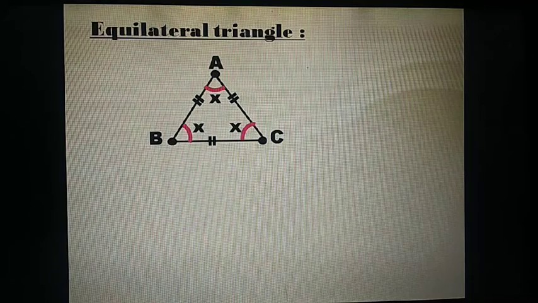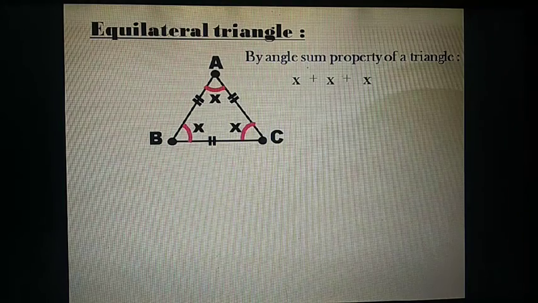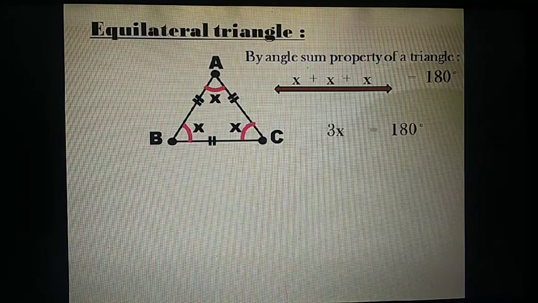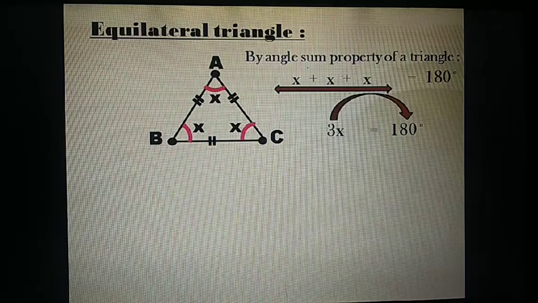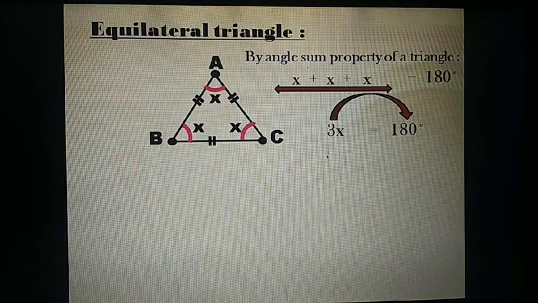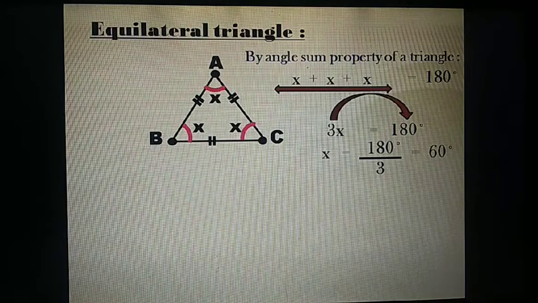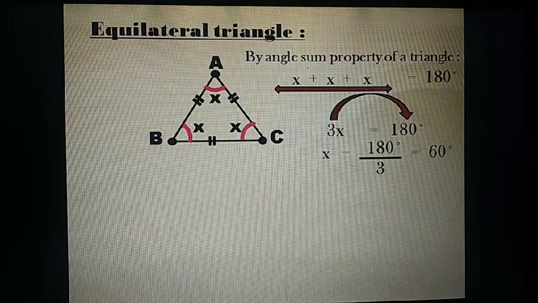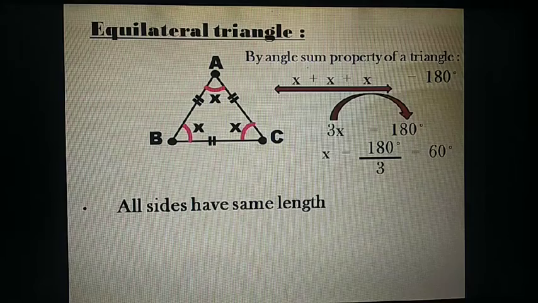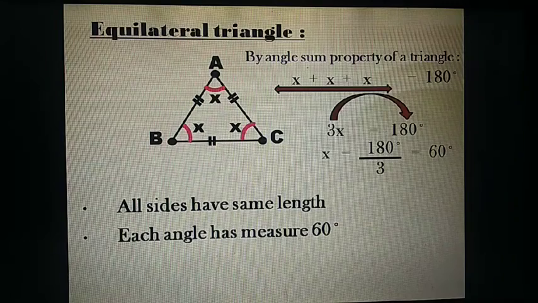Now if I want to find out the value of x here, what you will do, you will use the angle sum property. Adding all the values, you will get 180 degrees. As they are the same variable, you will get 3x equals 180 degrees. Shifting 3, right now we are multiplying, after shifting, we will use the division operation. So x we will get as 180 degrees upon 3, which is 60 degrees. So we can write that in an equilateral triangle, all the sides have the same length and each angle has measure 60 degrees.